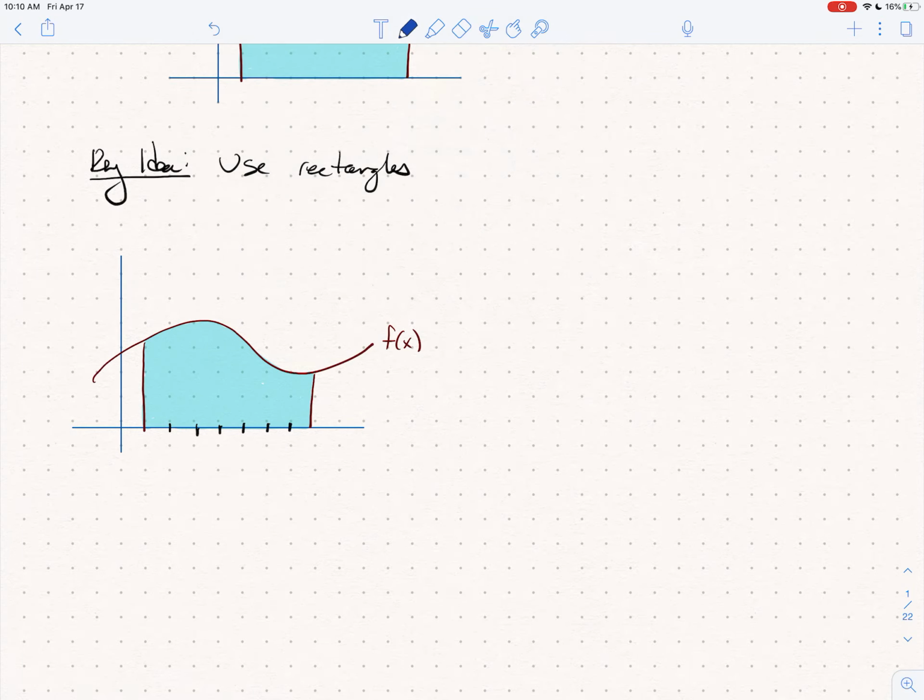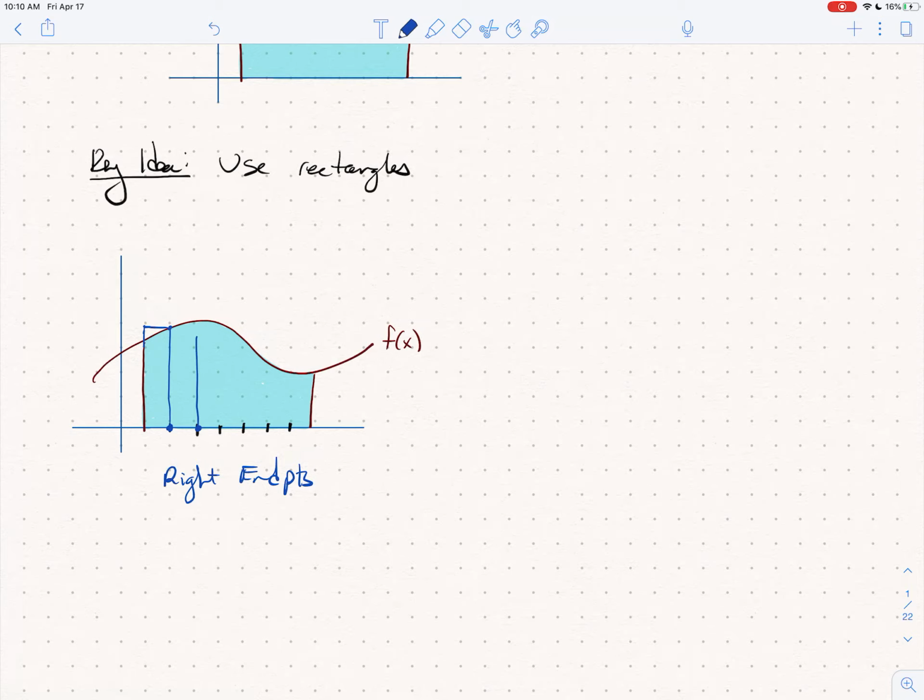Now you can do this randomly. We're going to practice doing it in a controlled way. So first let's pick what we're going to call the right endpoints. So I'm going to pick this point and I'm going to plug it into my function f, and I'm going to go up here. And then I'm going to form a rectangle by just going across and down.